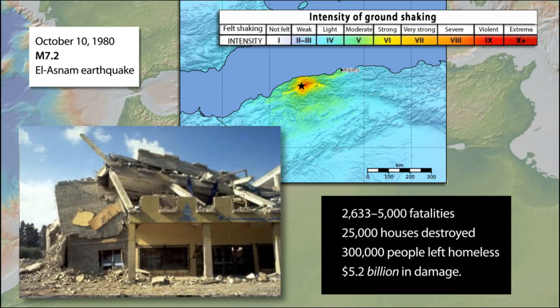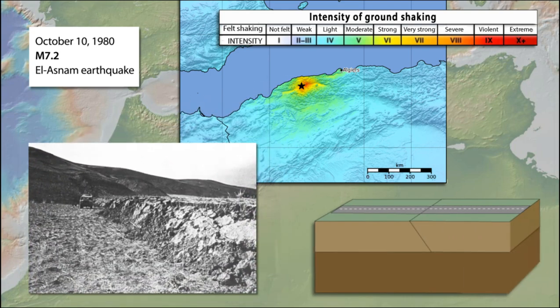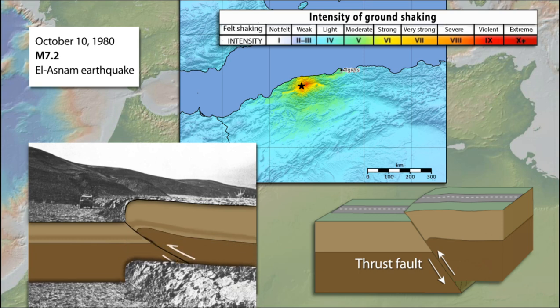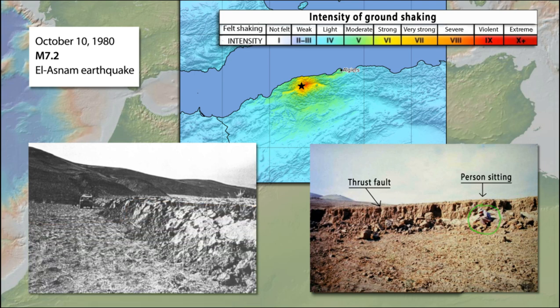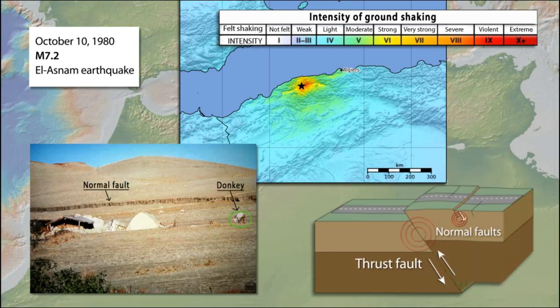500 kilometers away. Thrust faulting initiated at 10 kilometers depth and ruptured to the surface with maximum fault displacement of 8 meters. This fault produced surface rupture over a distance of 30 kilometers with vertical ground displacement up to 6 meters. Secondary normal fault ruptures produced fault scarps in the overriding fault block.